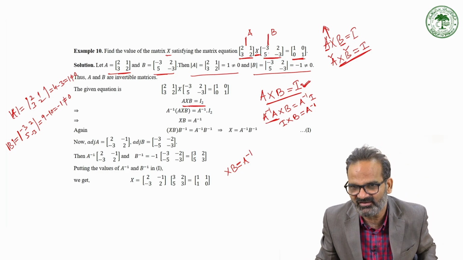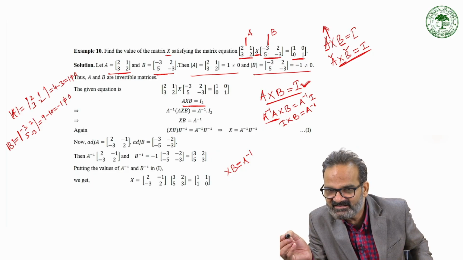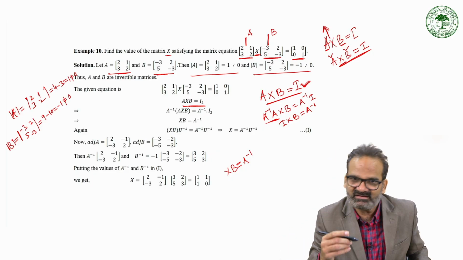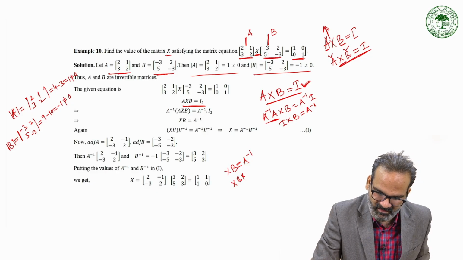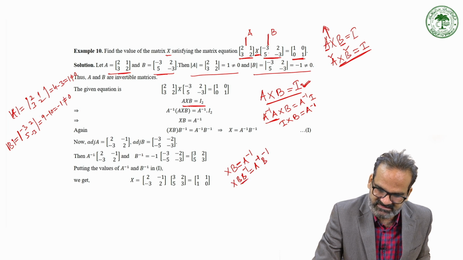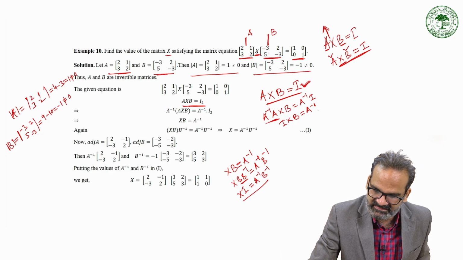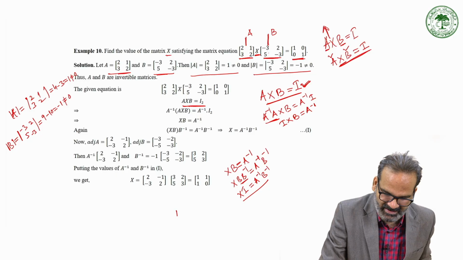Now B is still left. B is lying at the right-hand side of X. So we will multiply the given equation by B inverse from the right. See what will happen. XB B inverse is equal to A inverse B inverse, right? B and B inverse give the identity, so XI is equal to A inverse B inverse, and finally X into I is X, so X is equal to A inverse B inverse.